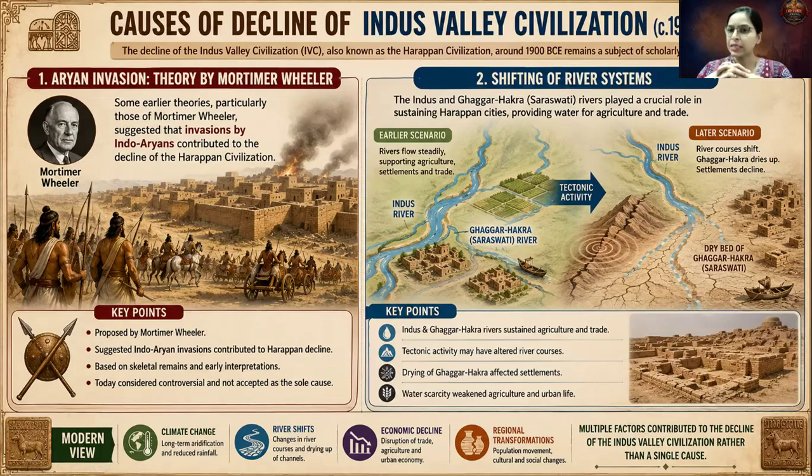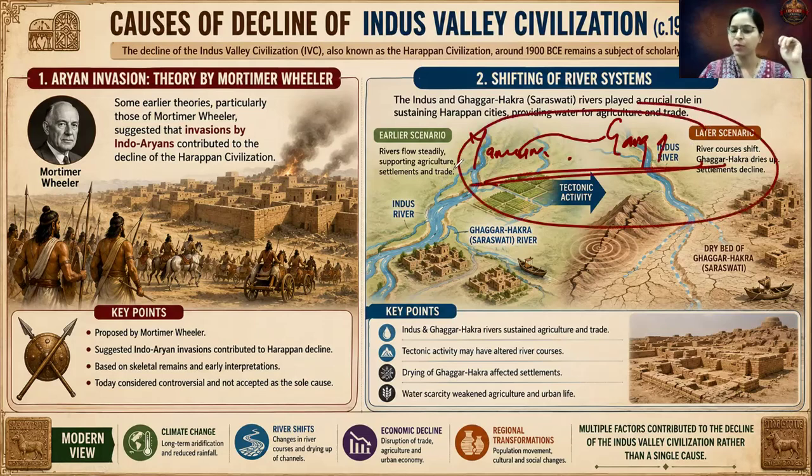Okay, however, it is said that tectonic activities played a very important role, and these activities changed the courses of the rivers. Now it is being said that earlier Yamuna was a tributary of Indus. So it is said that because of the tectonic activity, Yamuna joined Ganga. It broke out from Indus. Okay, so this is one theory which is being given out.